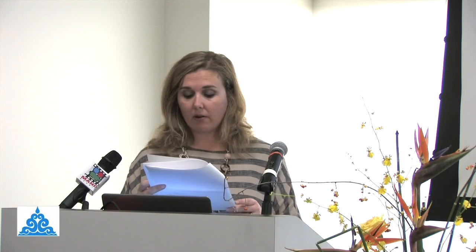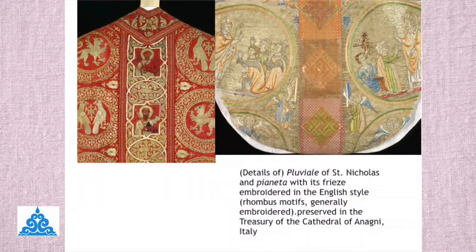The pivale or pluviale of San Nicola, described in the inventory, except that it is preserved in the treasury of the Cathedral of Anagni, but with no pearls, with the pianeta, this is the name of the vestment, with this frieze embroidered in English style. English style would be this kind of rhombus there, generally, as I say, embroidered. The Cyprus work, or Opus Cyprense, was a specific style of embroidery imported from Cyprus and adopted in Italy.